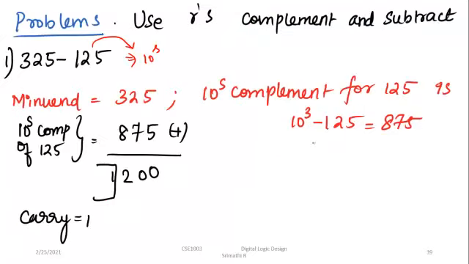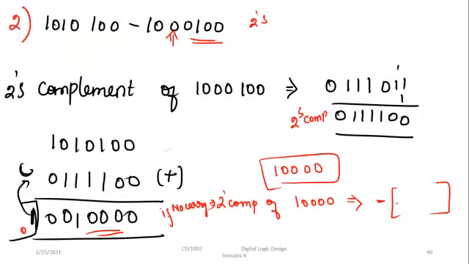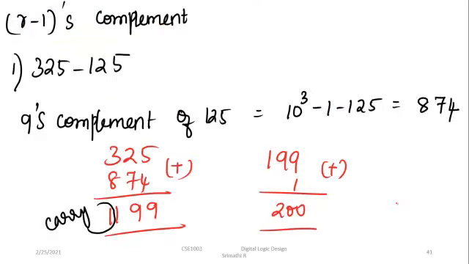Similarly, here also, if there is no carry, take the 10's complement of 200 and then insert a negative sign before the 10's complement of 200. This holds good for r's complement subtraction. Keep in mind this complement is used for the subtraction.